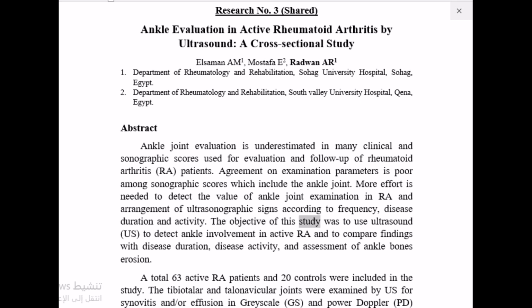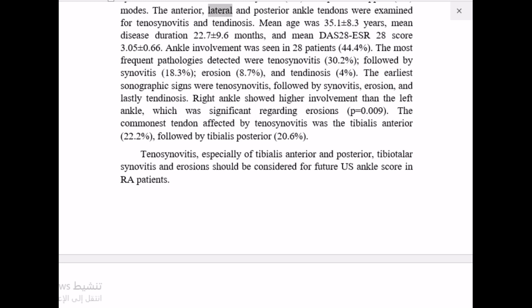The objective of this study was to use ultrasound, US, to detect ankle involvement in active RA and to compare findings with disease duration, disease activity, and assessment of ankle bones erosion. A total of 63 active RA patients and 20 controls were included in the study. The tibiotalar and talonavicular joints were examined by US for synovitis and/or effusion in grayscale, GS, and power Doppler, PD, modes. The anterior, lateral, and posterior ankle tendons were examined for tenosynovitis and tendinosis.